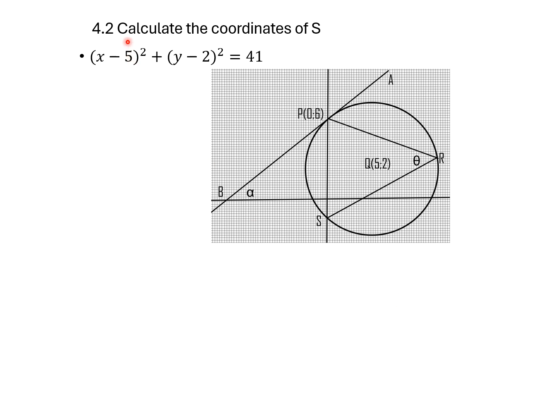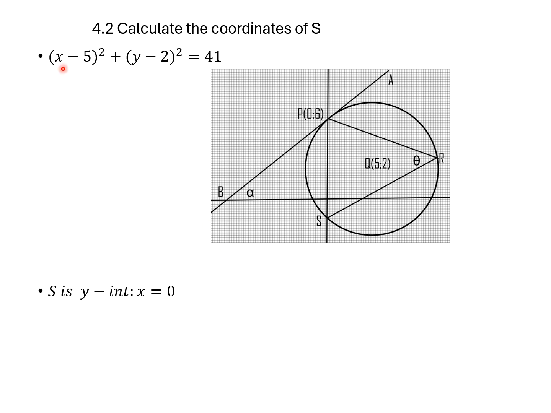Right, 4.2, now we want the coordinates of S. Calculate the coordinates of S. As you can see, S falls on the circumference of the circle, so it's a point that we can get using the equation of the circle. Whenever we find the equation of the circle, we will test whether you can use this equation. S is on the y-axis, so it's a y-intercept, x equals 0.